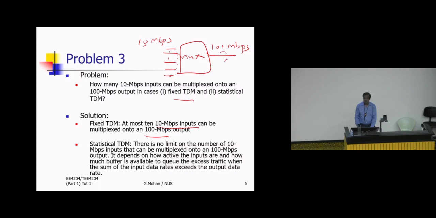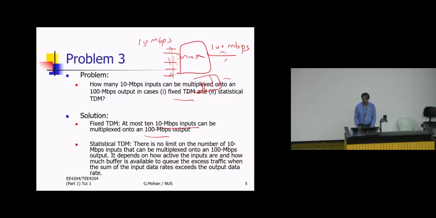But in the case of statistical time division multiplexing, which is based on the demand on average, there's no limit on how many 10 Mbps inputs can be multiplexed onto the 100 Mbps link. You can have 10 input ports or 20 input ports, 100 input ports, doesn't matter. Because statistical TDM uses a buffer. Whenever a packet is received, that is put in the buffer, and the packets will be sent to the output one by one.